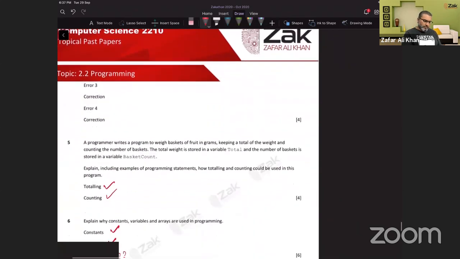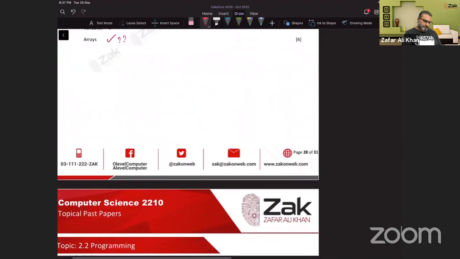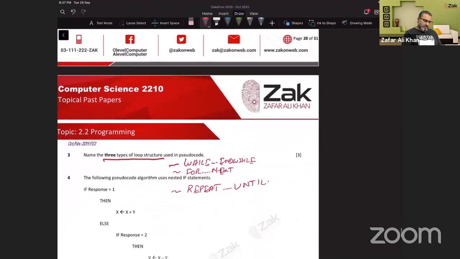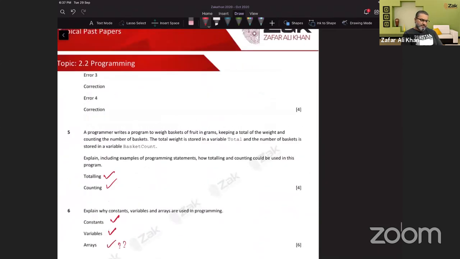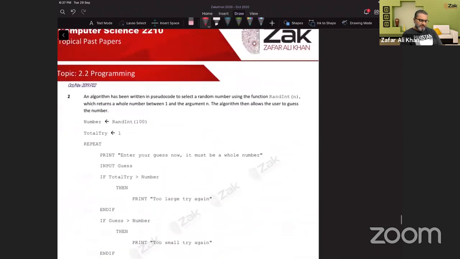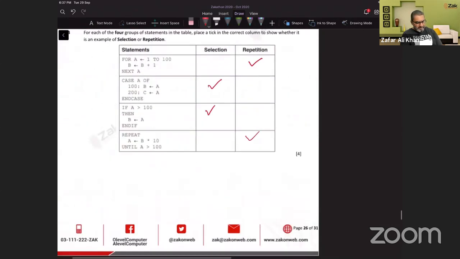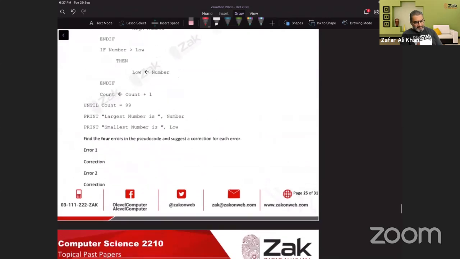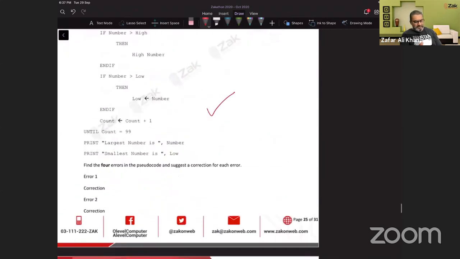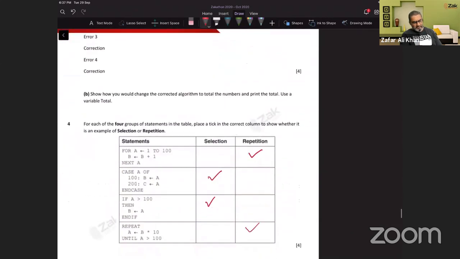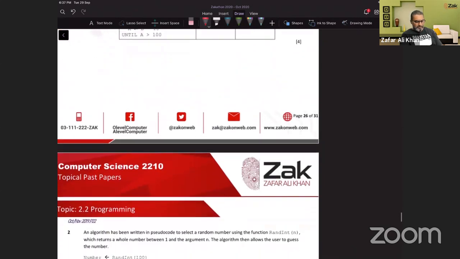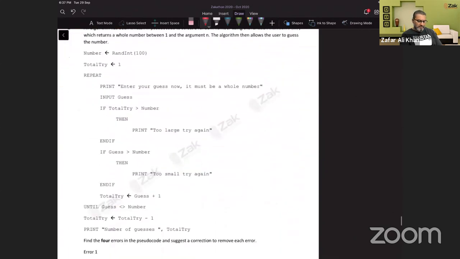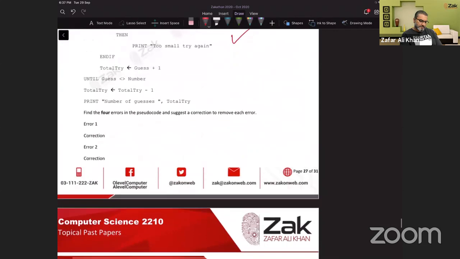The following pseudocode uses nested if statements. If response is equal to 1, then x is equal to x plus y. Else if response is equal to 2, then x is equal to x minus y. Else if response is equal to 3, then x is equal to x multiply y. Else if response is equal to 4, then x is divided by y. Else output no response, end if. They might be asking for case and end case.